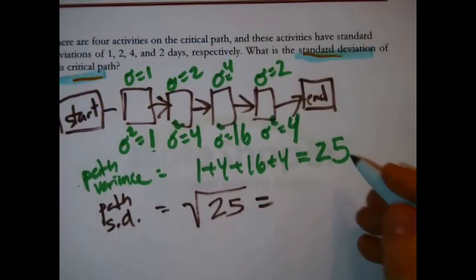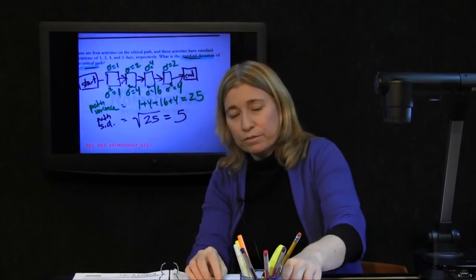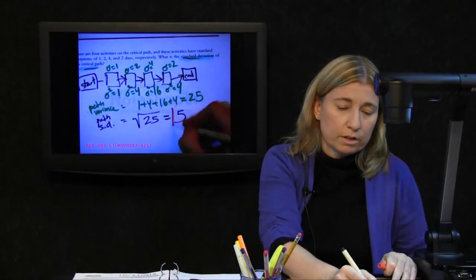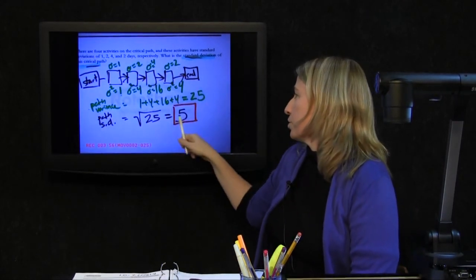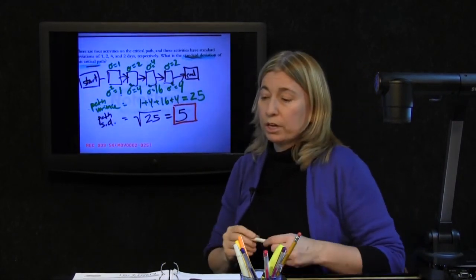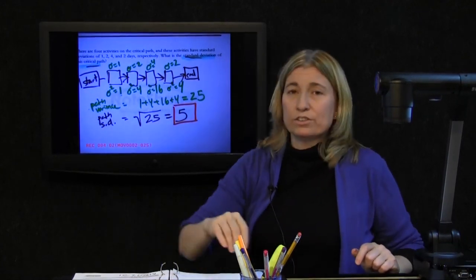This came out nice and neat to 25. You take the square root, which is 5. 5 is the answer. The standard deviation in that path with these original standard deviations is 5. You can add variances, never add standard deviations.